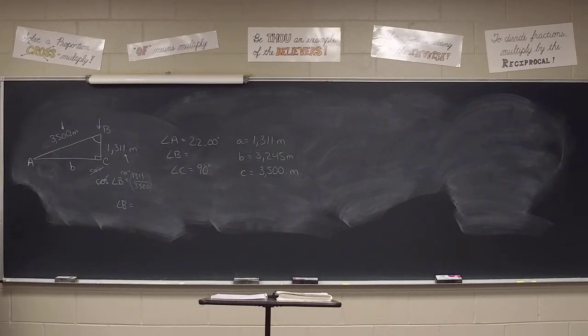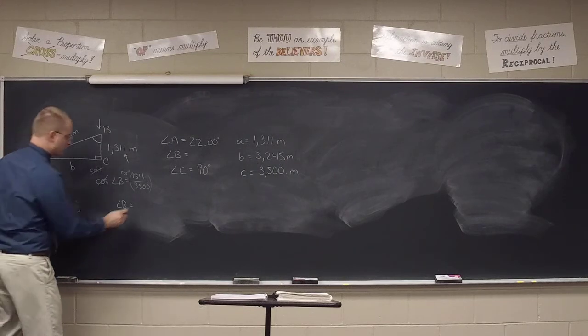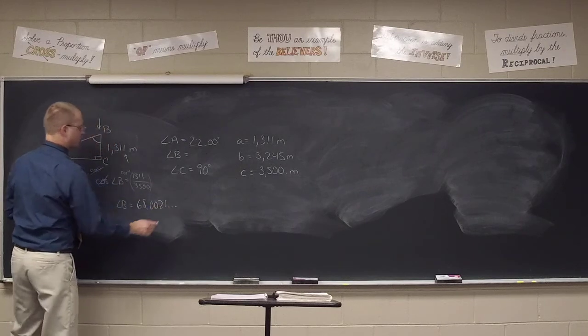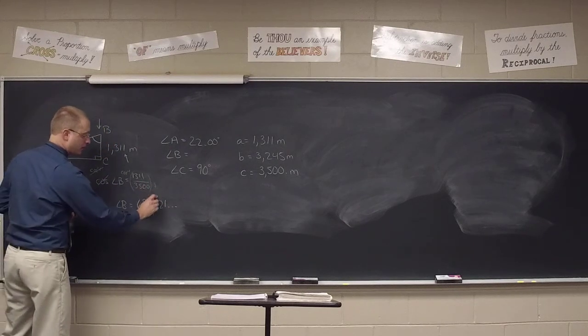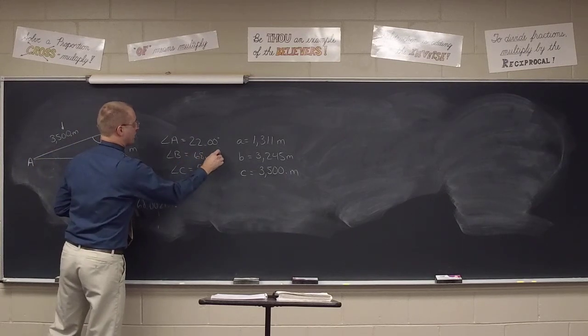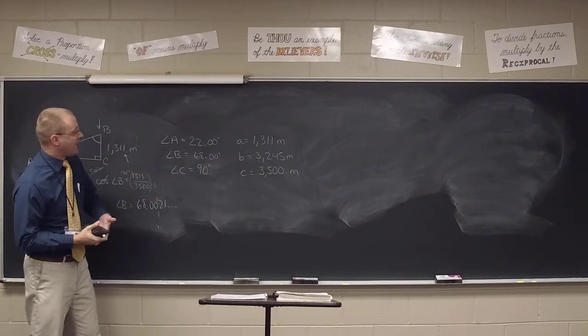And I think I mistyped something. Did you get 89? I got 1.18, so that's definitely wrong. Second function cosine of 1311 divided by 3500. I got 68.002. There we go, 68.0021, blah, blah, blah. And of course, cutting off at the fourth sig fig, rounds to 68.00 degrees.